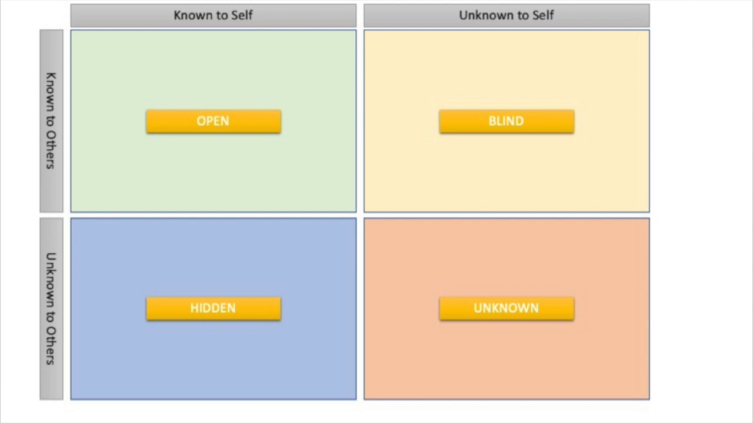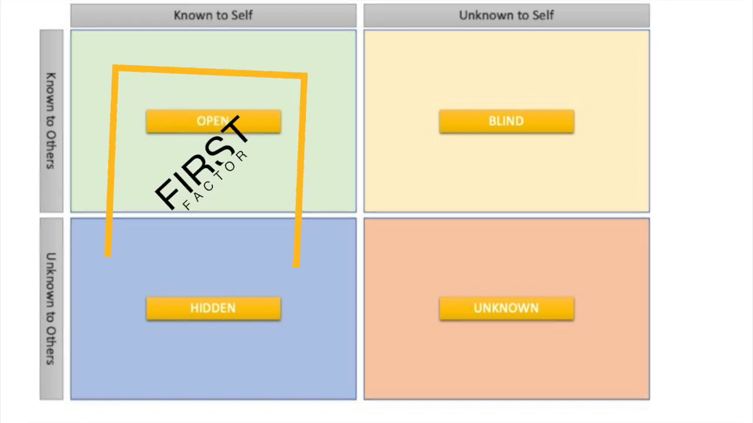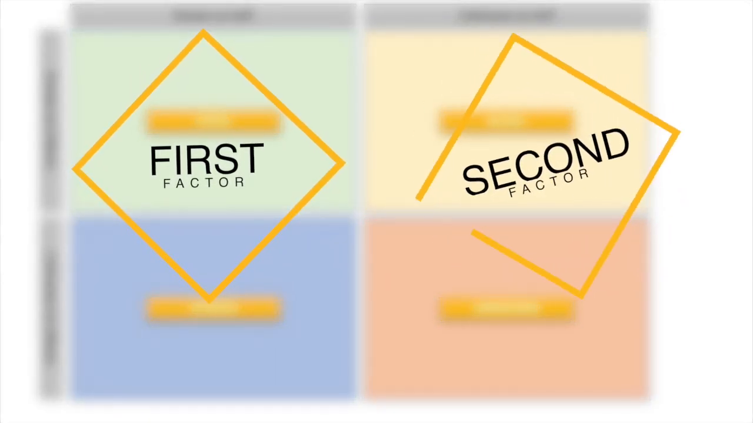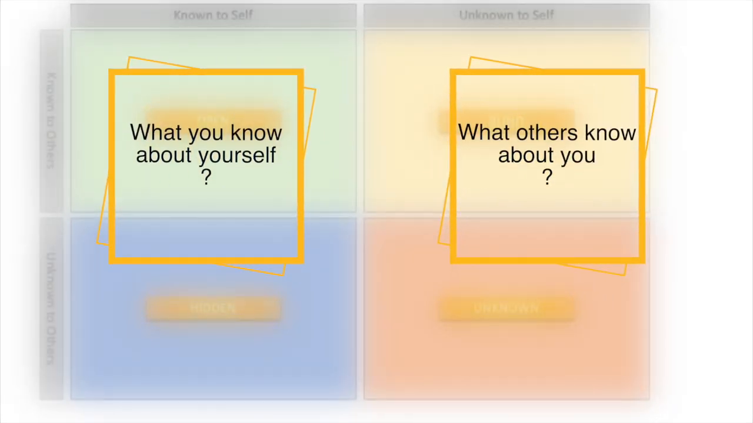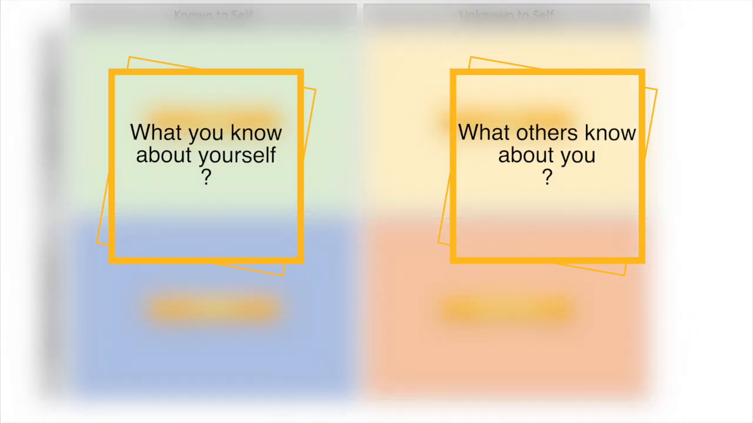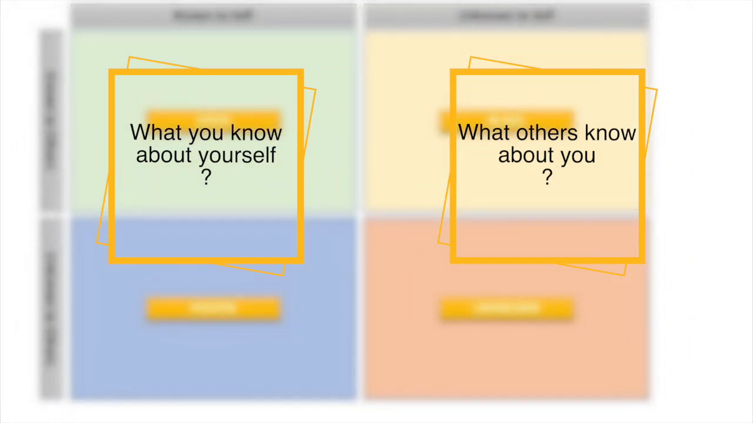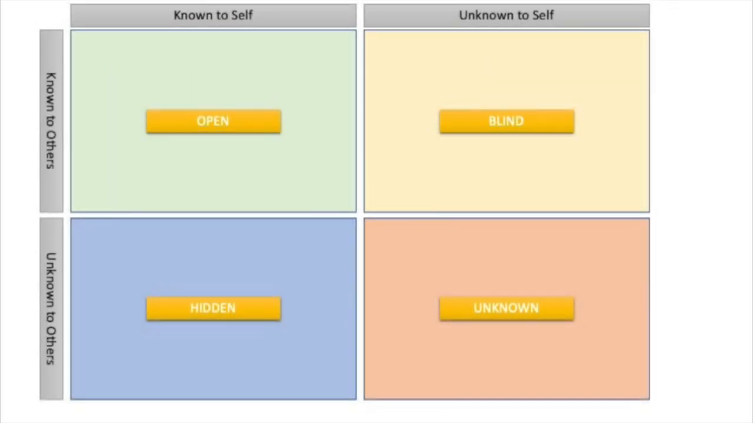In this example, we're going to talk about how the Johari Window works using you as an example of someone working in a team. In this instance, there are two factors at work within the Johari Window. The first factor is what you know about yourself. The second factor relates to what other people know about you. The model works using 4 area quadrants.